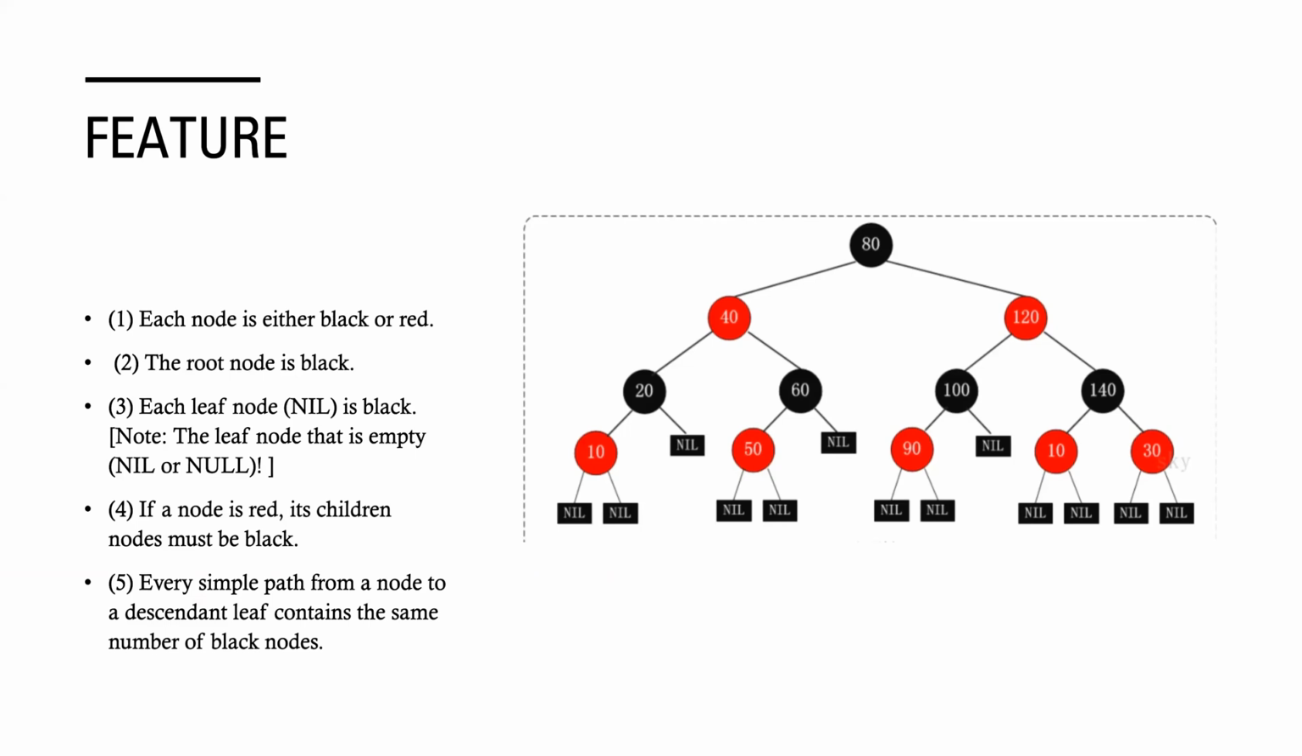The root node is black, each leaf node is black. If a node is red, its child nodes must be black. Every path from a given node to any of its descendant leaf nodes goes through the same number of black nodes.